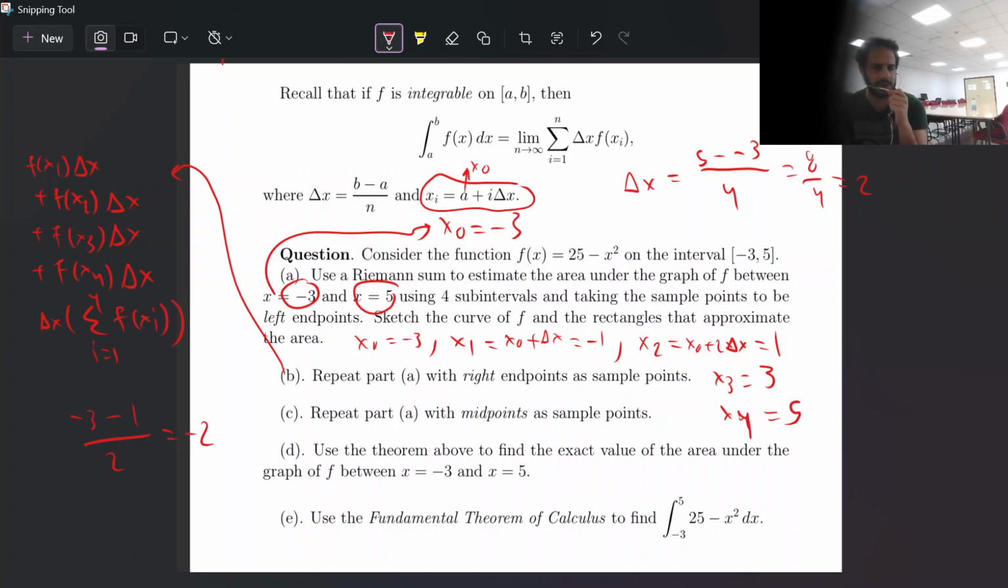Now, how to get the others? You add delta x, right? So call this x half, for midpoint. x half is -2. Then the next one, call it x3 over 2. You add 2, you get 0. The next one, call it x5 over 2. You get 2. Then x7 over 2, you get 4. Are you good with this? Do you understand how to find the midpoints?